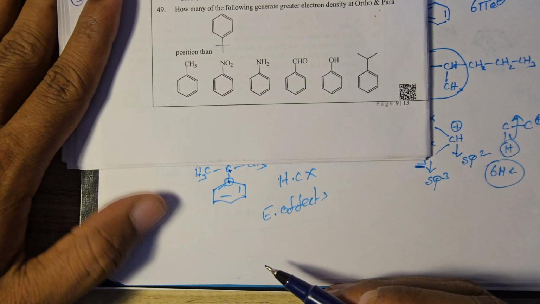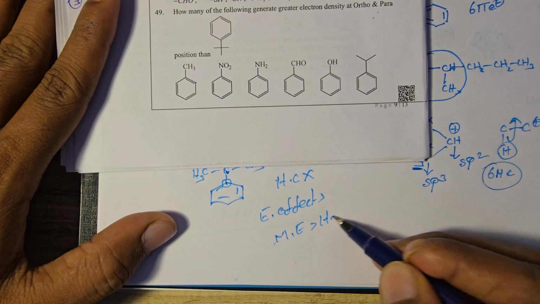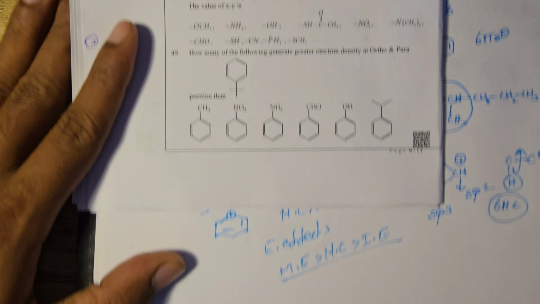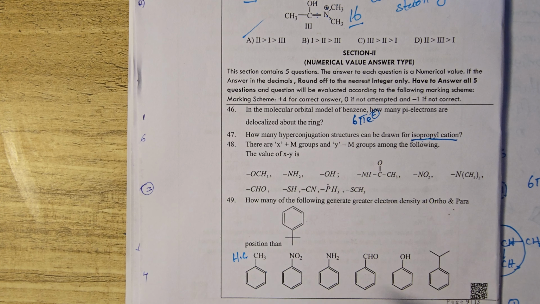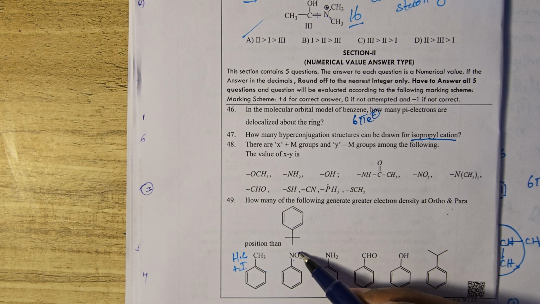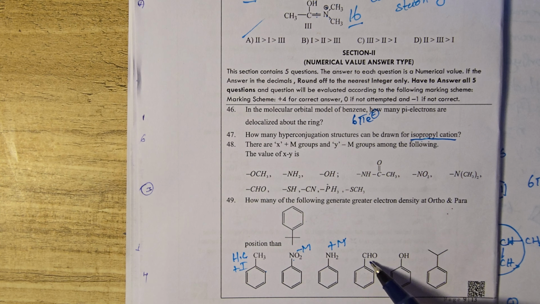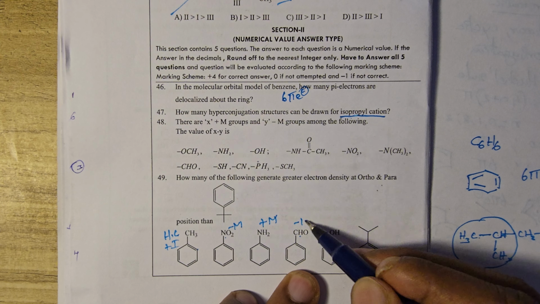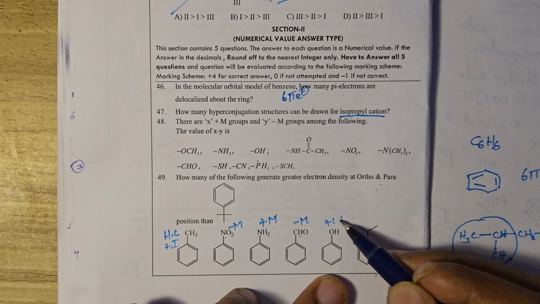Generally, among electronic effects, which is the dominating effect? The mesomeric effect is dominating, after that hyperconjugation, then the inductive effect. So observe here, CH3 shows hyperconjugation as well as the inductive effect. NO2 shows the minus M effect. NH2 shows the plus M effect. Aldehyde shows the minus M effect. OH shows the plus M effect.